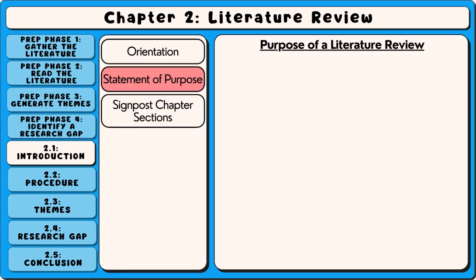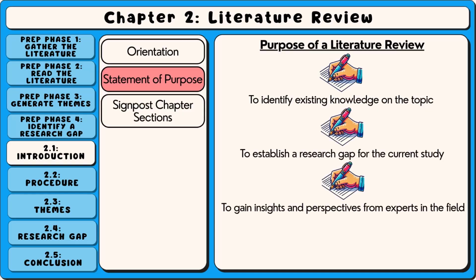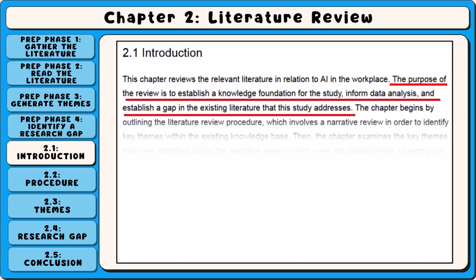The second step involves presenting a statement of purpose. The purpose of a literature review could include identifying the existing knowledge on a topic, establishing a research gap for the current study, gaining insights and perspectives from experts in the field, and establishing a knowledge foundation for your study. Keep those in mind because you could write about any one of these when we go to our template, which says, "The purpose of this literature review is to," and then state your purpose. In our sample piece, it reads, "The purpose of this review is to establish a knowledge foundation for the study, inform data analysis, and establish a gap in the existing literature that this study addresses."